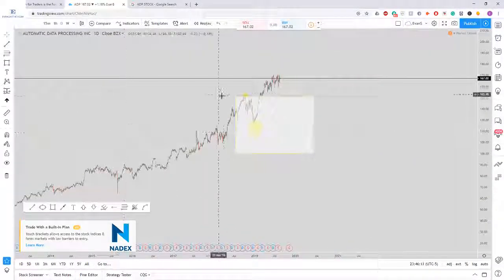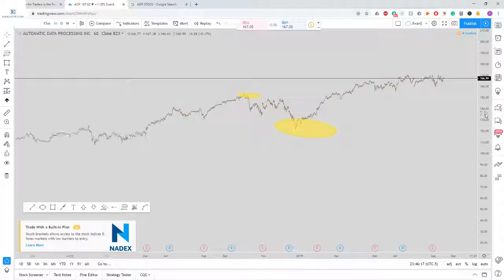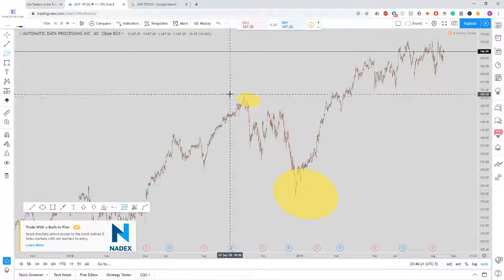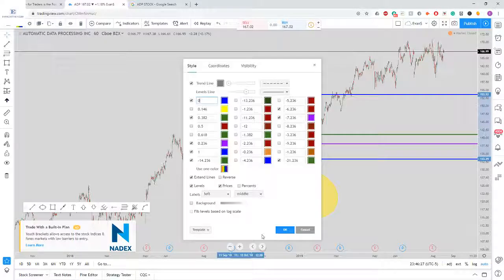Now we'll go down here and look at the hourly chart, because this is going to be another short setup. So this one right here is going to be the 76.4% short, and let me show you how I got this set up right here. Let me change the Fibonacci settings for it.